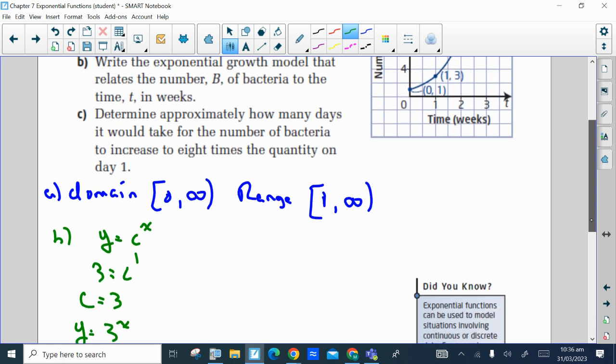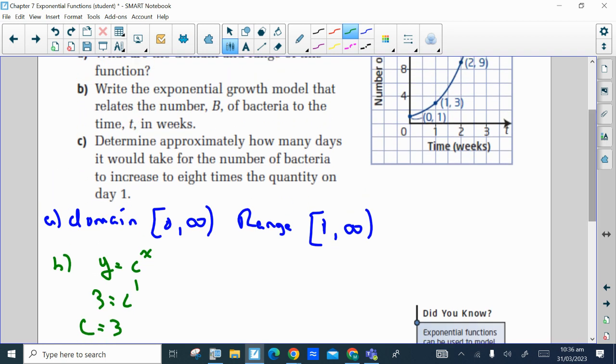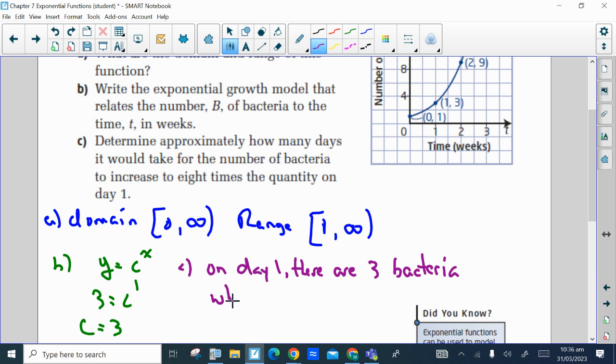Determine approximately how many days it would take for the number of bacteria to increase to 8 times the quantity on day 1. So on day 1, there are 3 bacteria. So we want to know what day there are 8 times what we have on day 1. So 8 times 3 would be 24 bacteria.